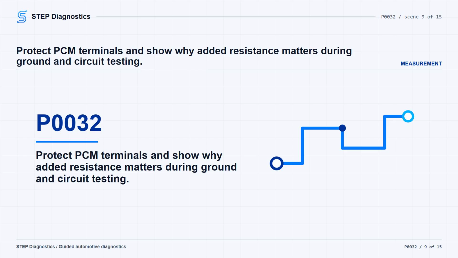Do not probe PCM harness connector terminals directly. Use the GPEC diagnostic adapter when a PCM connector terminal has to be accessed. If the bulb is bright, continue. If it is not, repair the ground circuit for an open or high resistance, then verify the repair.